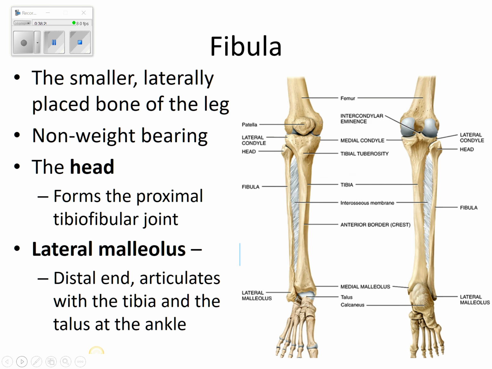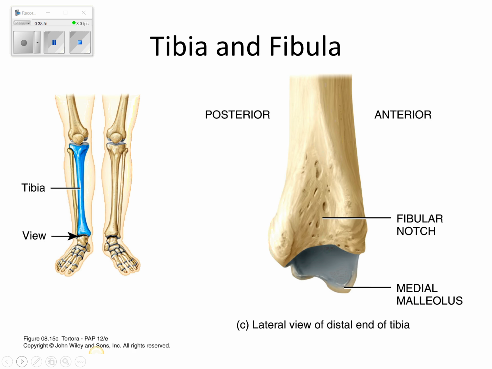Fibula, of course, is the smaller lateral bone on the leg. It is non-weight bearing. The head forms the proximal tibiofibular joint. That's going to join the fibula and the tibia bone while allowing motion. The lateral malleolus is only on the fibula bone. Its distal end articulates with the tibia and the talus at the ankle, and that's what they refer to as your lateral ankle. So the fibula is going to be on the lateral side. Again, this is just showing you a picture of the tibia and the fibula. This is showing you enlarged the medial malleolus off of the tibia.